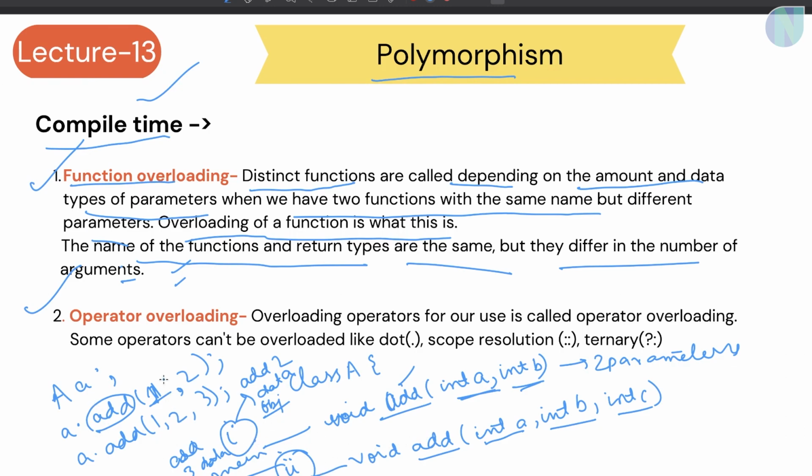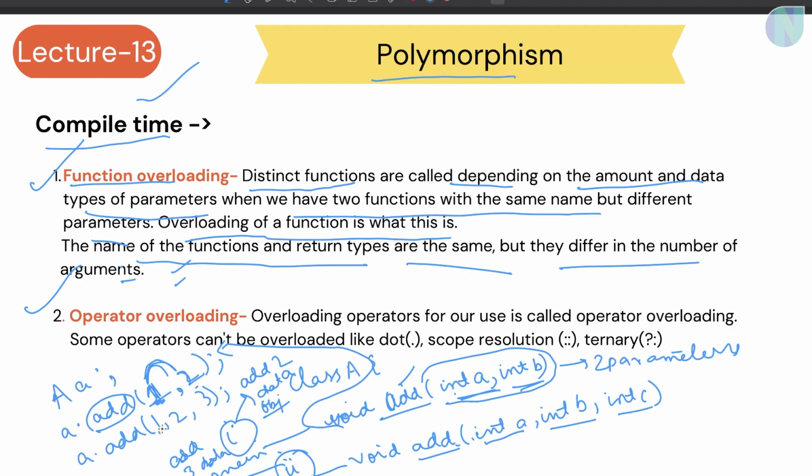So what happens is they check for the number of parameters and the data type of the parameters. As you can see, the data type of this parameter is int, and the data type of this parameter is also int. So we are having two parameters of data type int. Among both add methods, the method which has two parameters with data type int is this particular method, so the compiler will call this method at this time.